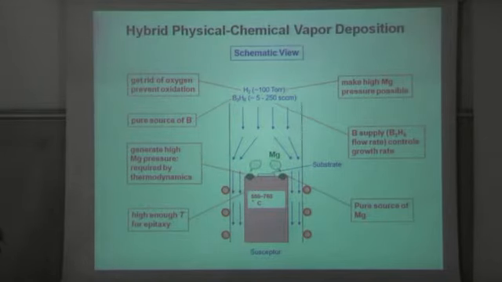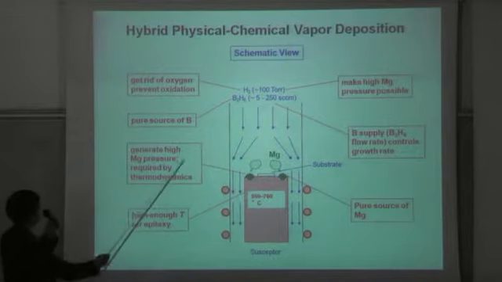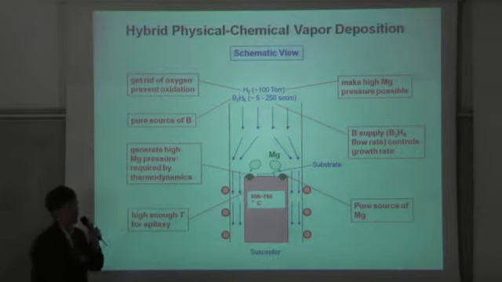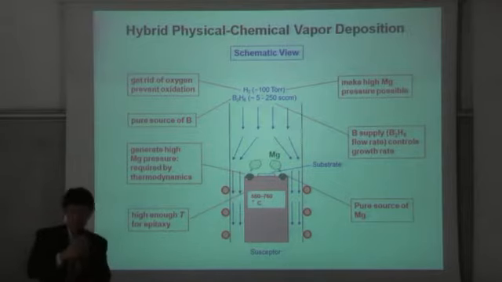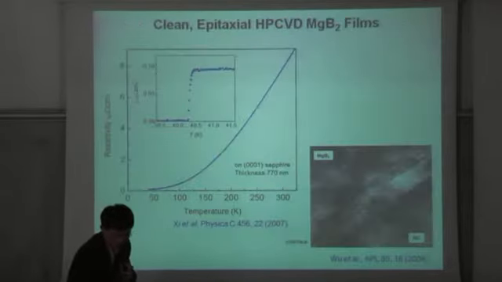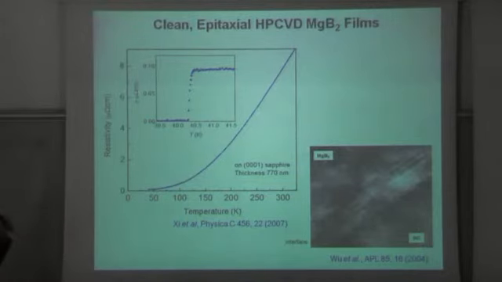And the whole process is similar to those that people use to grow semiconductors, in the sense that it really avoids oxidation in this process. Like the hydrogen carrier gas, and very pure source of boron, and very pure source of magnesium. So those are the factors that allow us to make very, very clean films. This is the best result we've obtained in terms of how clean the material is.